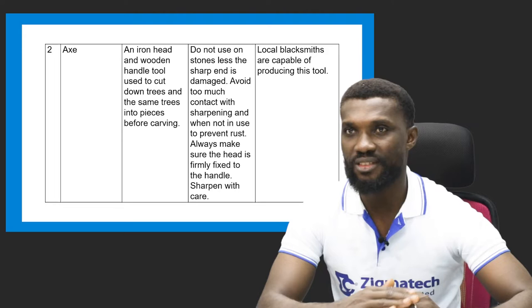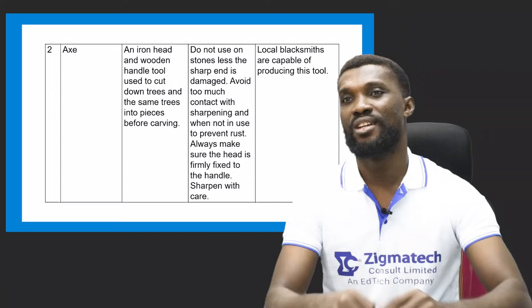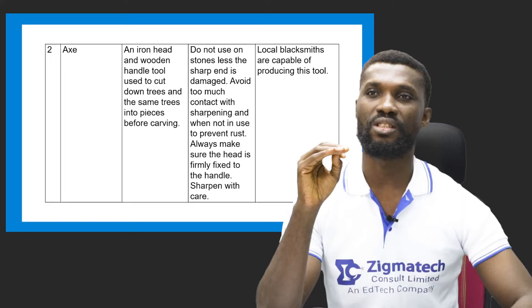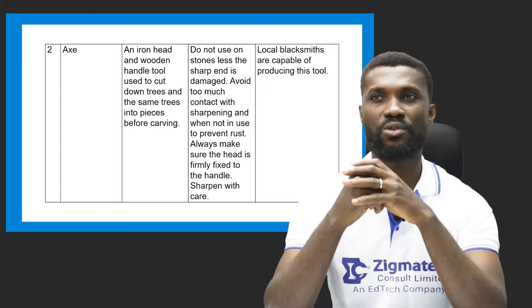Always make sure that the head is firmly fixed to the handle. Whenever you're working, make sure the head is firmly fixed to the handle to avoid it spinning off and causing serious damage. The sharpened part should be taken care of properly. You don't keep it close to children to avoid a fall, and it's usually very heavy. So don't keep it close to kids to avoid a fall.